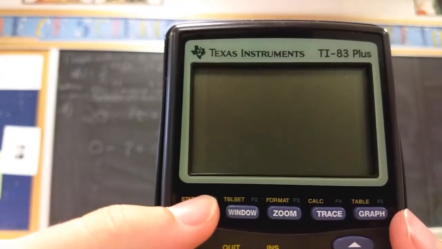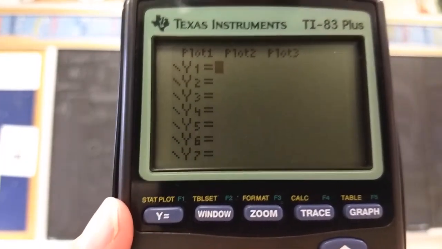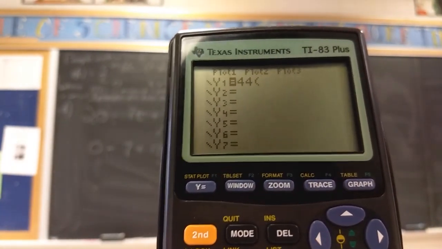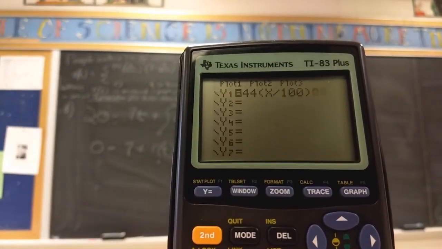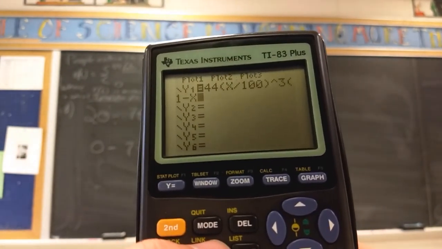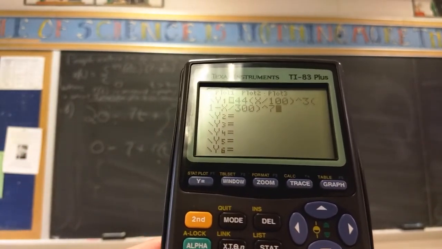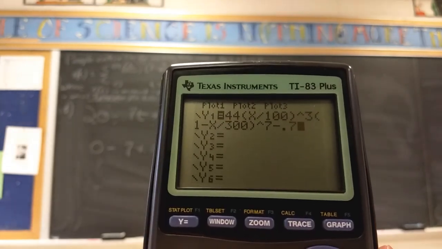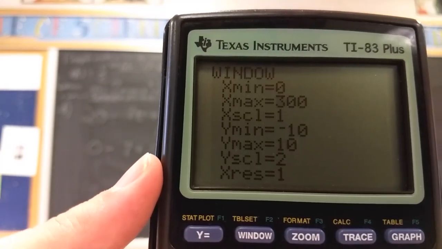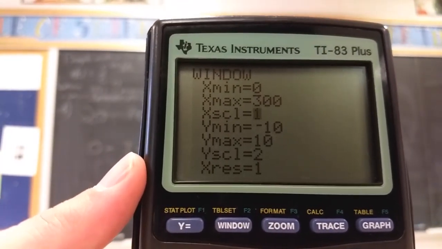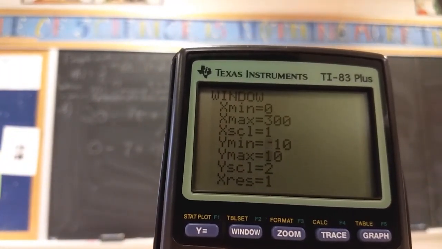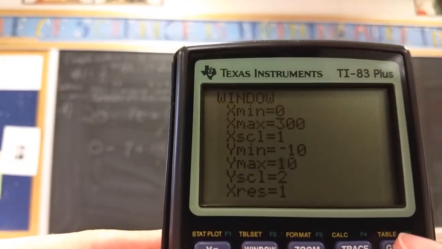All right. So we go into y equals, and we'll plug in our equation of 44 times x divided by 100 to the power of 3 times 1 minus x divided by 300 to the power of 7 minus 0.7. And we're going to go into our window and make sure that our x min is 0 and our x max is 300, which are the limits for this function. Our y scale doesn't really matter all that much, just as long as it's between a negative number and a positive number. So we're just going to leave it at 10.